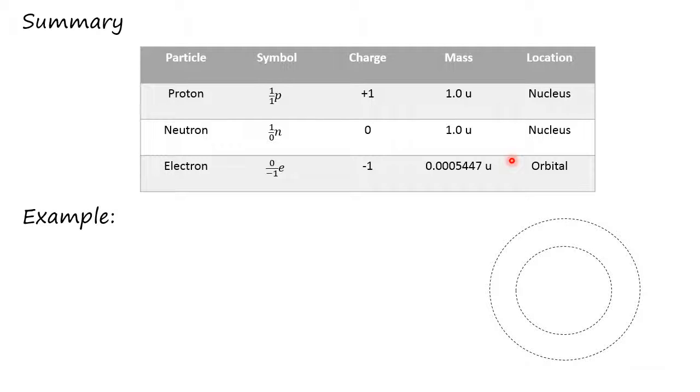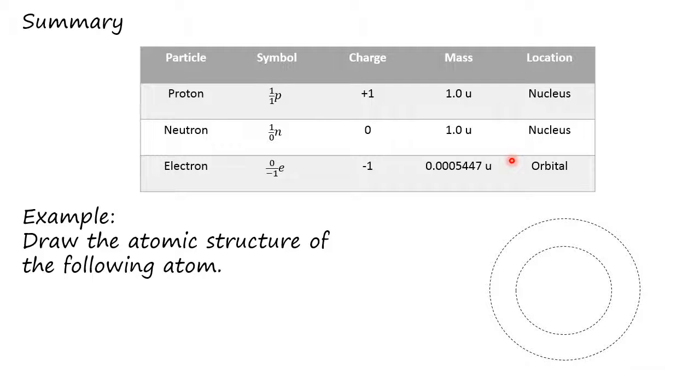And so a quick example to just again summarize what we did. If we were to draw the structure of the following atom, carbon-13, we would first need to know the number of protons. So if we look in the periodic table, we'll find that carbon has an atomic number of 6, which means that it would have 6 protons within the nucleus. Since it has 6 protons and it is a neutral atom, we can then assume that the number of electrons must equal the number of protons. So then we'll have 6 electrons.